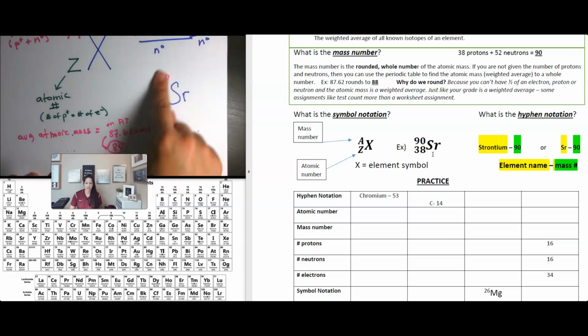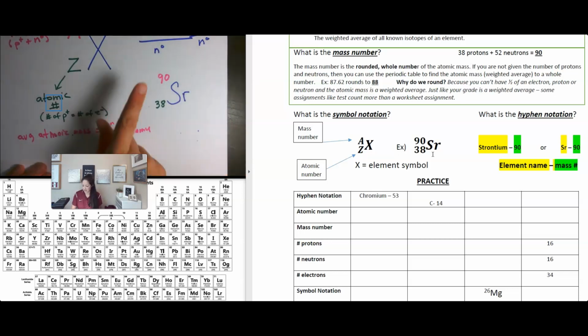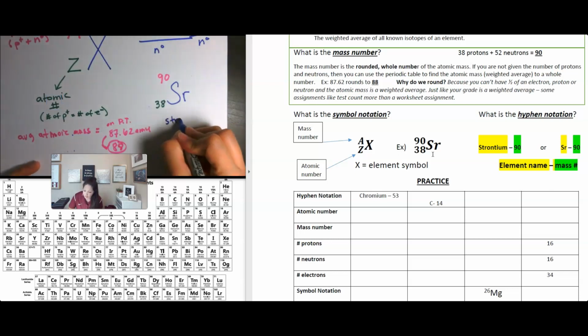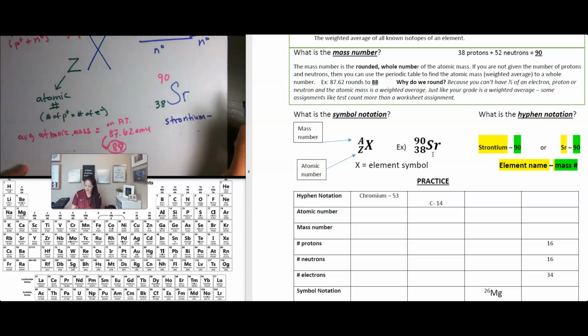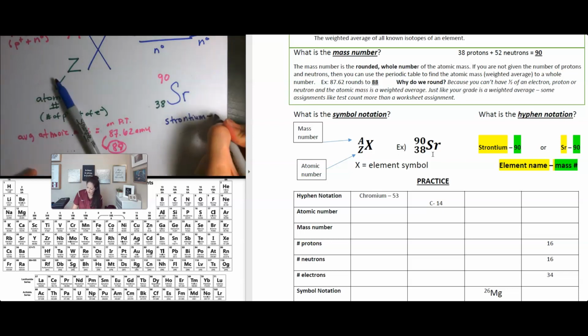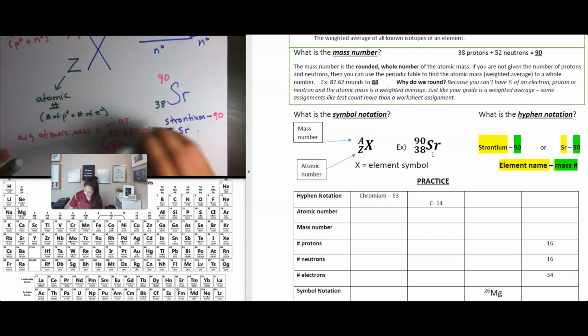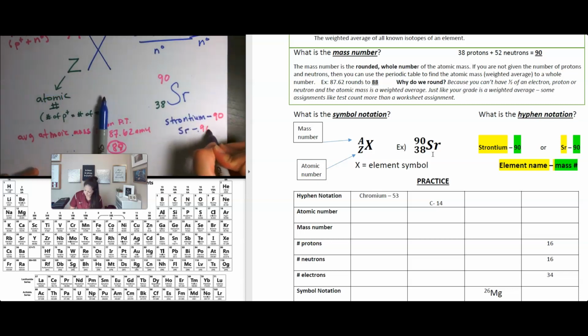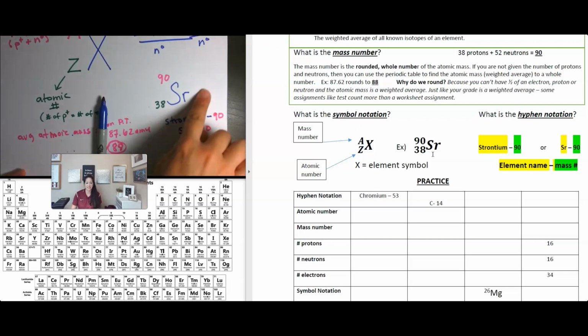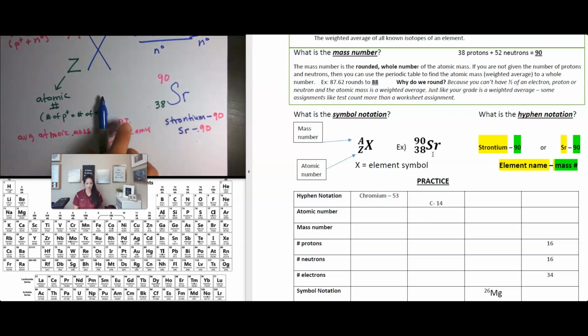So again, this is our symbol notation. The symbol goes in the center. At the top, you will have your mass number, and at the bottom, your atomic number. And then for your hyphen notation, you're going to either write the element name out, hyphen, and then you put the mass number. Or you can write the symbol. So this is called your symbol notation. These are your hyphen notation.